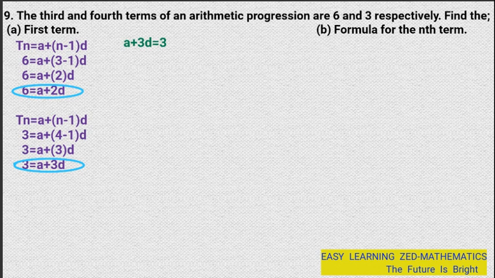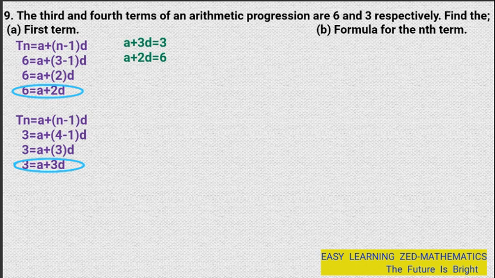This is what we usually do when we are solving simultaneous equations. Even if I left them the way they were, it would have been solved and the answer would have been the same. The only problem is that you could get confused. So I've just shifted the equal sign. The same thing will happen to 6 is equal to a plus 2d. So it's going to be a plus 2d is equal to 6.